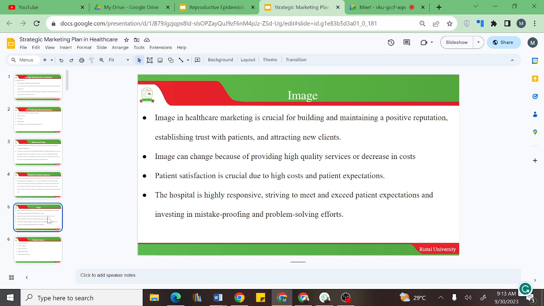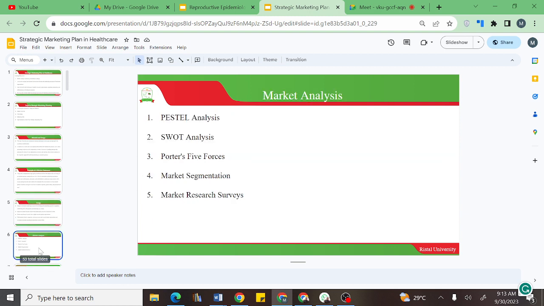Strategies to always solve the problems when they arise. So you need to look at the image and the mission from the one go. The other thing that you really need to do is to understand the market where the hospital is located, or where the health organization is actually serving.